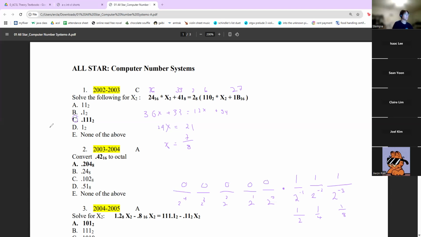Any questions about how to convert between base 10 and base 2 when we're dealing with decimals?